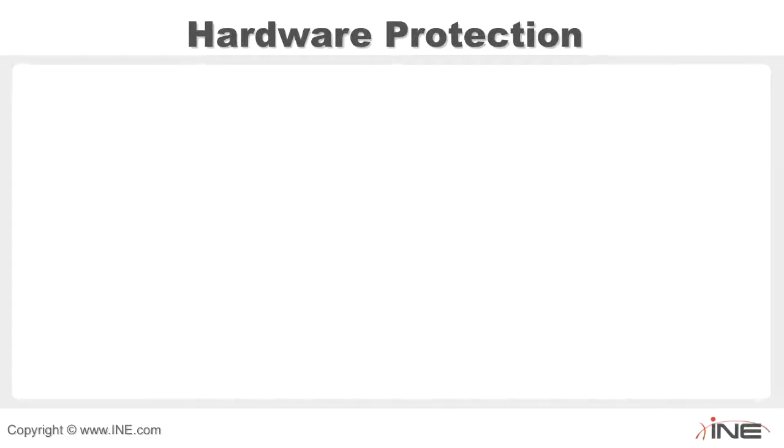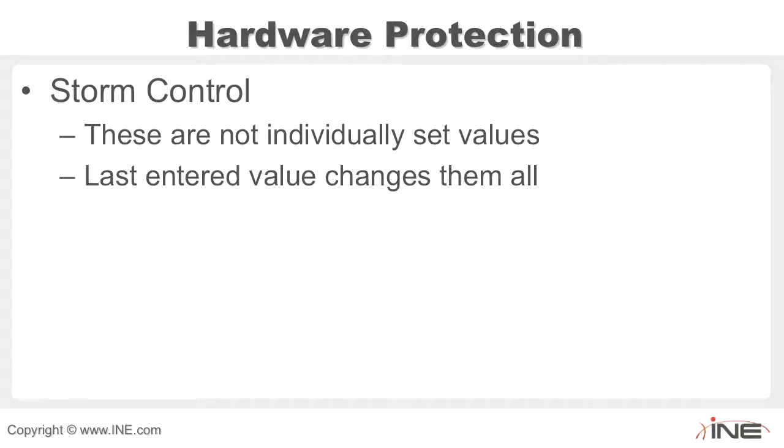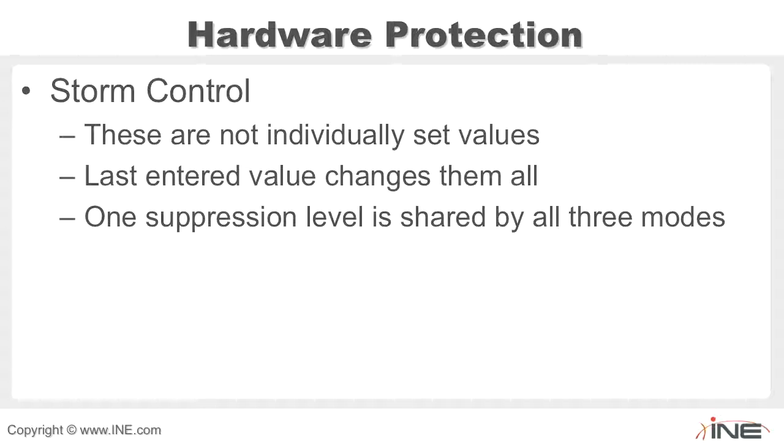So next, looking at different forms of hardware protection in NX-OS. Taking a look at storm control. Storm control is not a new feature in any way, something we're probably all fairly familiar with by now. One thing to note, and commonly misunderstood, is that the values for broadcast, unicast, and multicast storm control are really not individually set. The last entered value really changes all of the values. So really one suppression level is shared by all three modes.